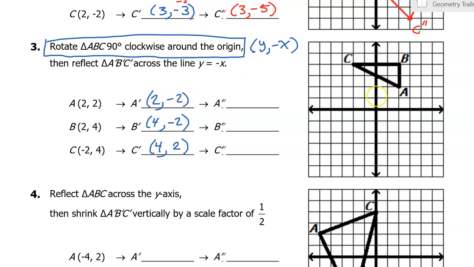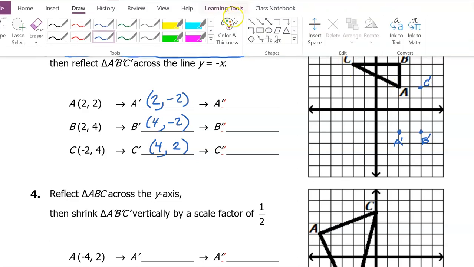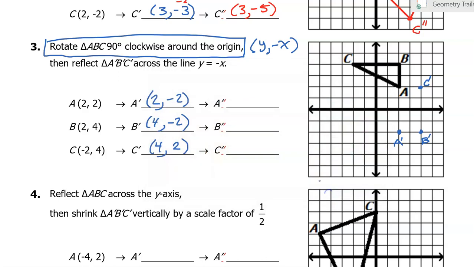Let's graph them. 2, negative 2 is going to be right here. 4, negative 2 is right here. 4, 2 is going to be right here. So this will be my A prime, B prime, and C prime. Let's draw this. Okay, so this is what you get after your 90-degree rotation.